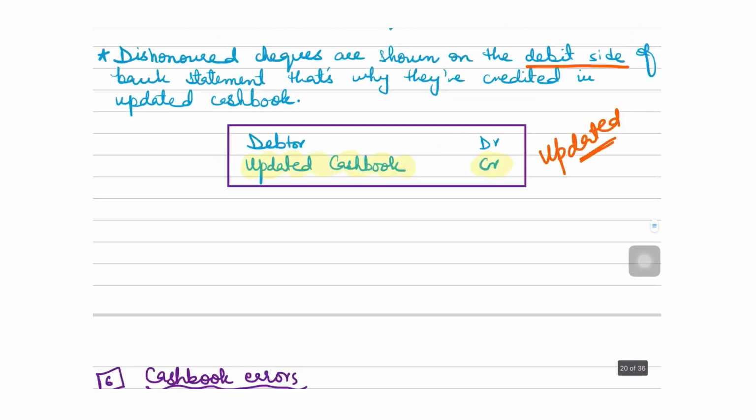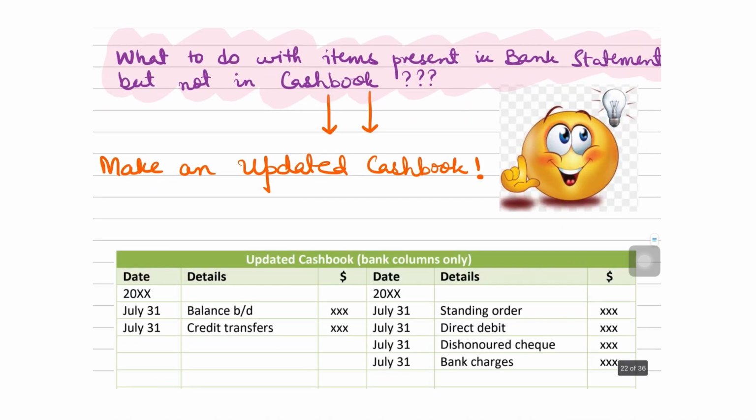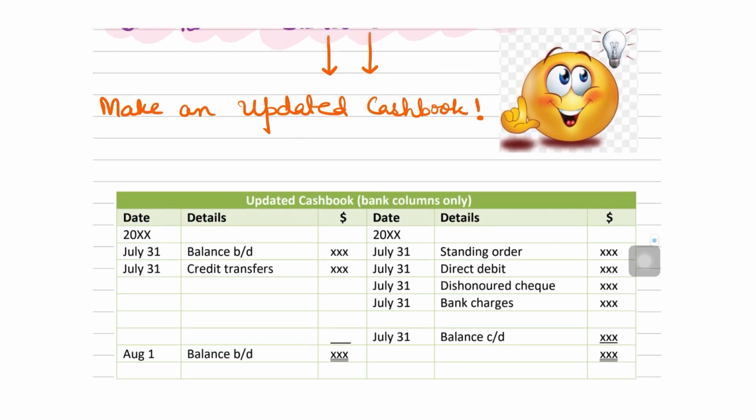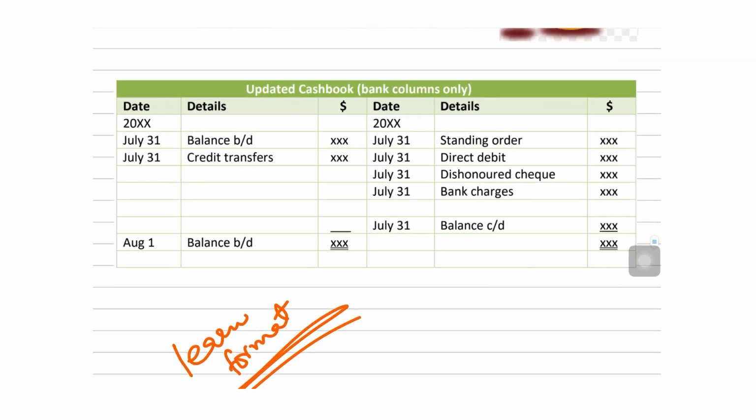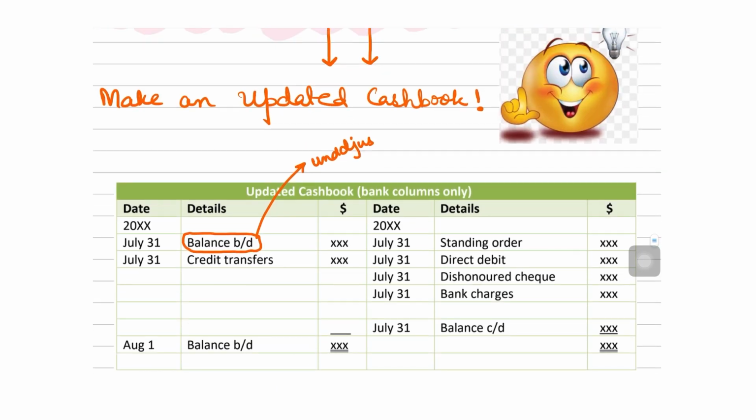Now what we have to see is the format, everything in a T account. What do we do with these items? When we locate them, we have to adjust them in the updated cash book, right? So we start the updated cash book with the balance already extracted from the unadjusted cash book. Now this is a very important step. Students usually forget this, that you have to start your updated cash book with the unadjusted balance carried down.